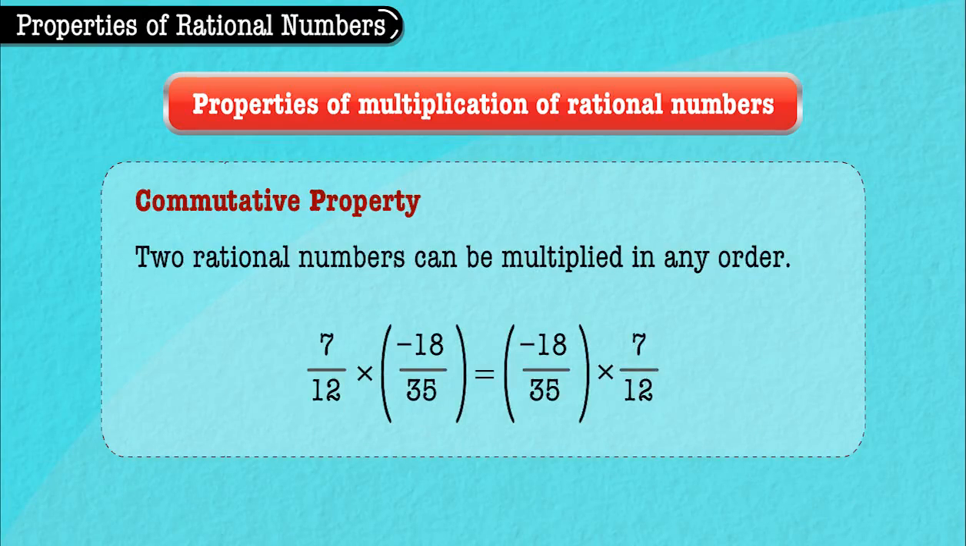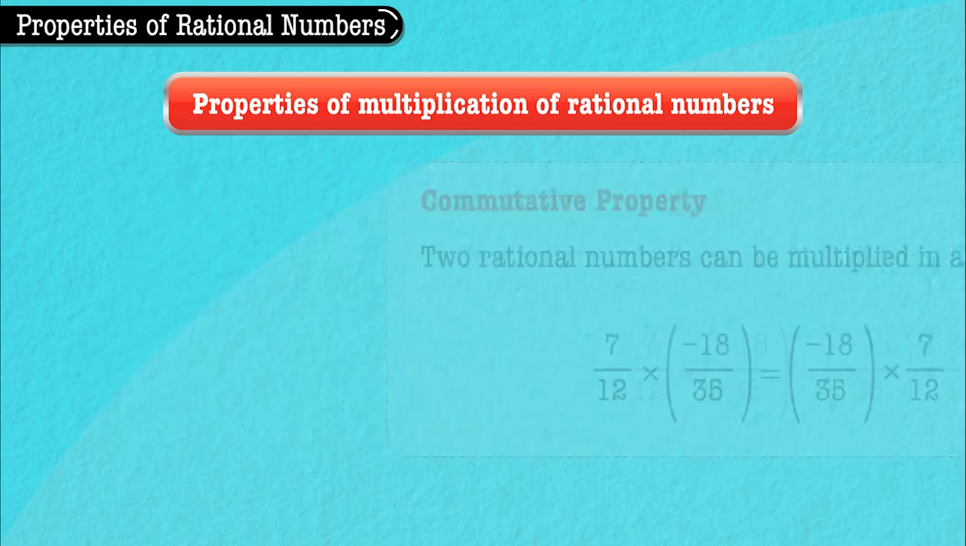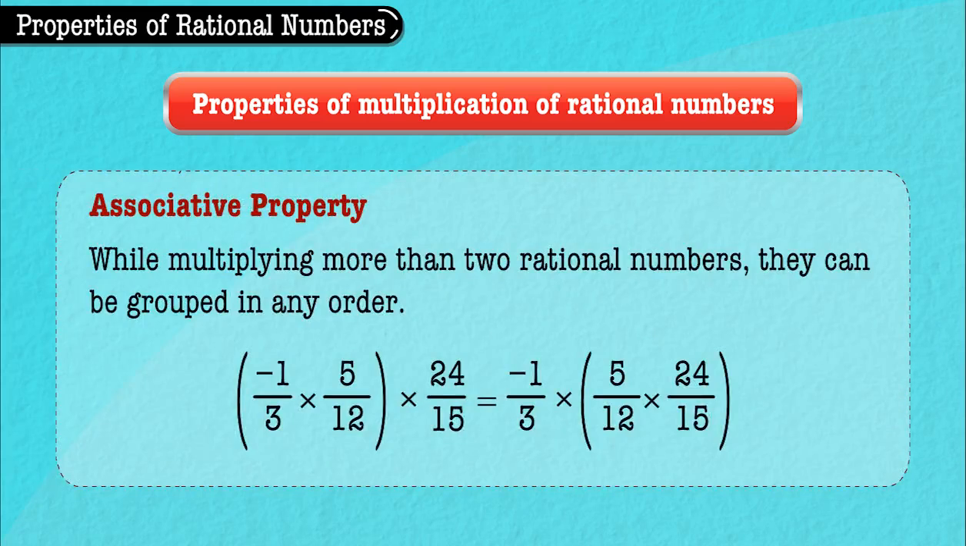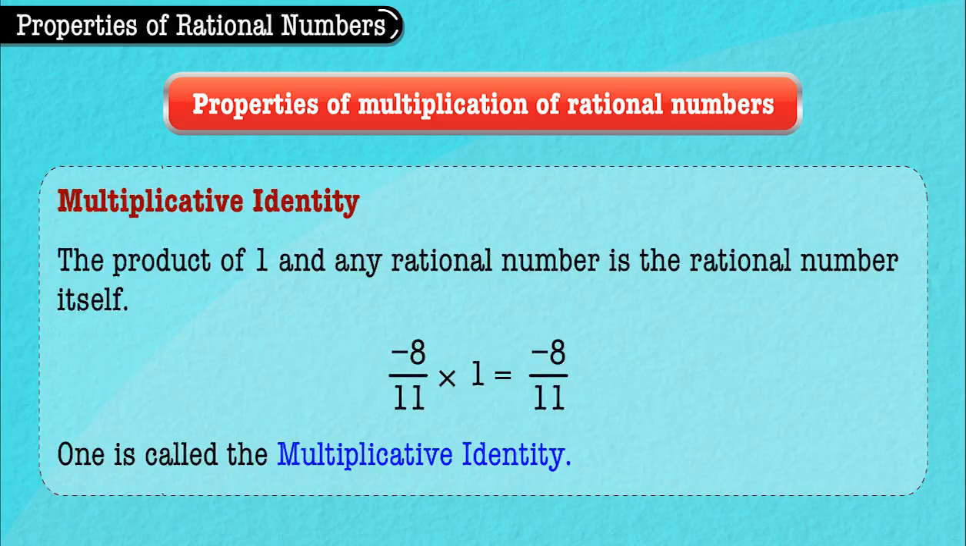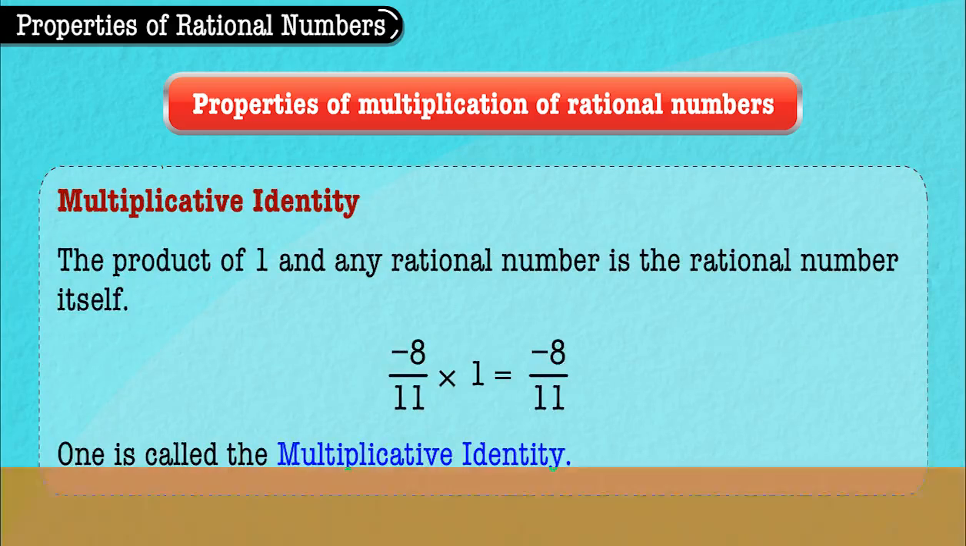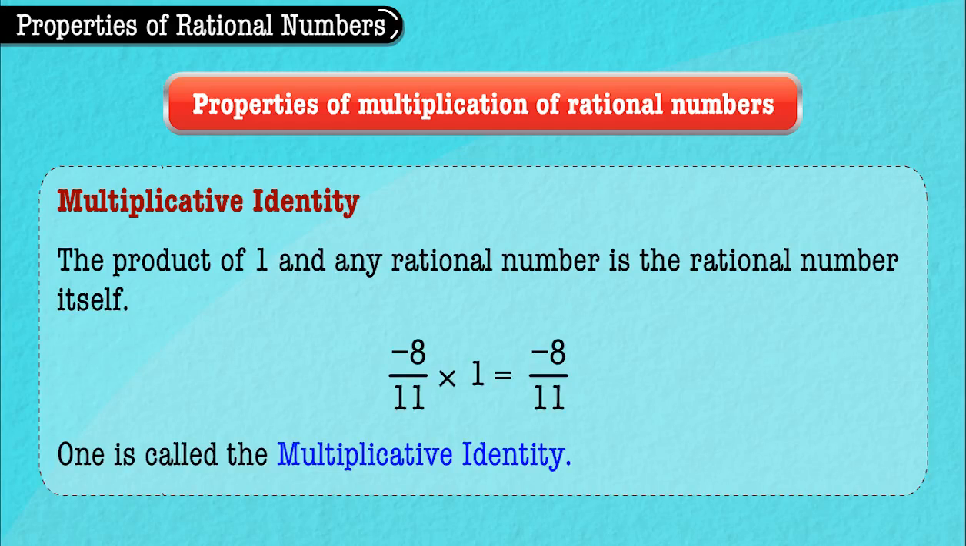Commutative property. Two rational numbers can be multiplied in any order. Associative property. While multiplying more than two rational numbers, they can be grouped in any order. Multiplicative identity. The product of 1 and any rational number is the rational number itself. 1 is called the multiplicative identity.